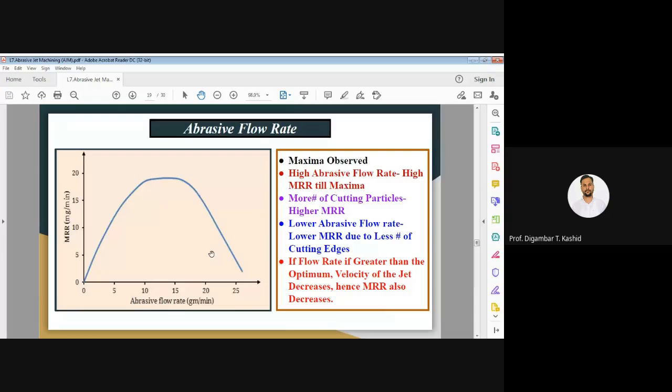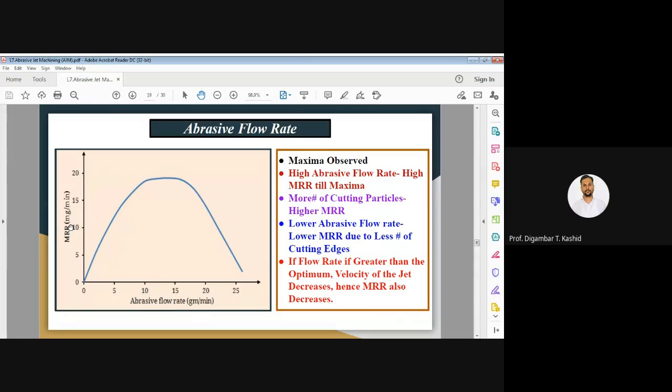Now we'll see the effect of this abrasive flow rate on the performance of your AGM process. Let us now see in this diagram. Here I have shown the effect of different process parameters on the performance of the AGM process, and the first is the abrasive flow rate. On the x-axis you will get the abrasive flow rate, and on the y-axis you will get the performance, that is the material removal rate.